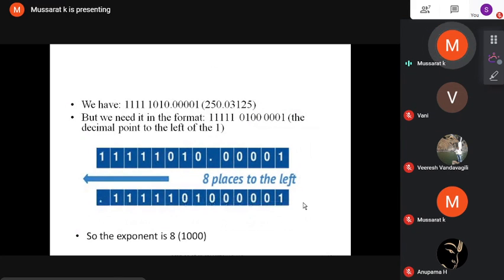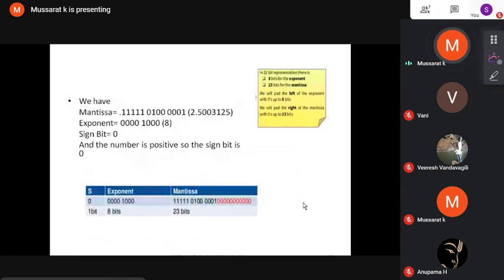So this is the mantissa value, and the number of times the point was shifted, which is 8, is the exponent value. All of that is expressed here: the mantissa value, an exponent value of 8, and the sign bit, the starting bit, where the sign is positive. Positive means we take it as 0.